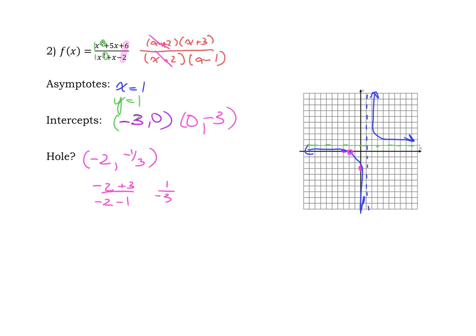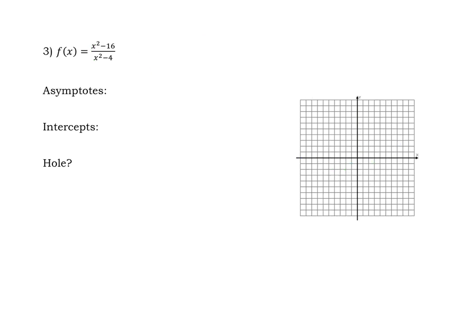Okay, the first thing I'm going to do is factor the top and factor the bottom. So my factors are x minus 4, x plus 4, because that's the difference of squares, over x minus 2, x plus 2, also a difference of squares. I don't have any holes, so I'm done. This one will have 2 vertical asymptotes because I have 2 factors on the bottom. So x equals +2, x equals -2.